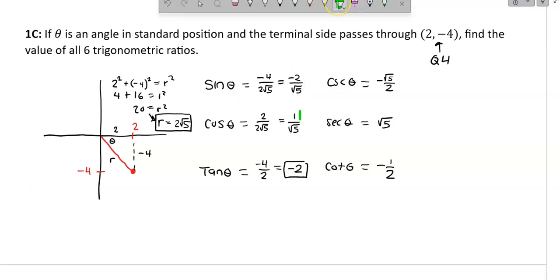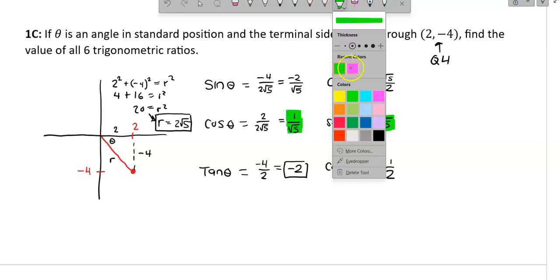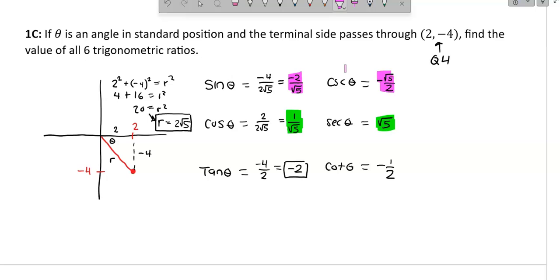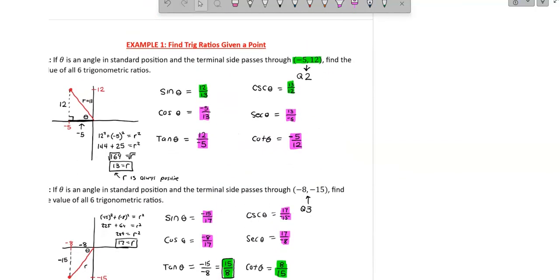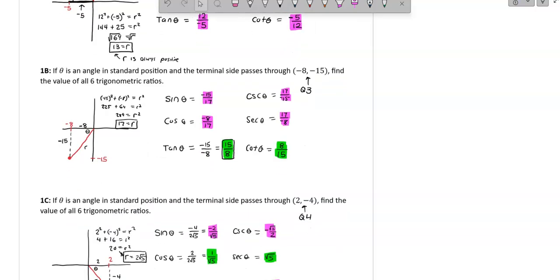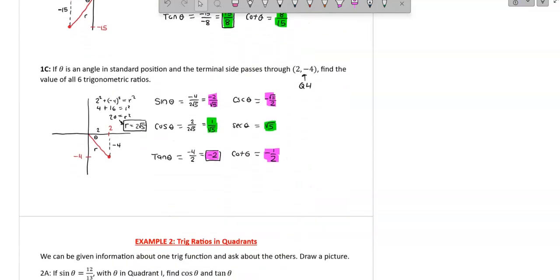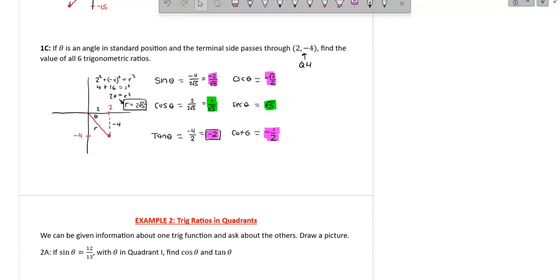I want you to take note before we wrap up that the cosine ratio and its reciprocal were positive in this situation. Sine and tangent were negative in this problem. So notice as we went through these three problems, in quadrant 2, sine was positive. In quadrant 3, tangent was positive. And in quadrant 4, cosine was positive. So this is what we're going to wrap up. We're going to head back to page 1 and talk about why this is happening.